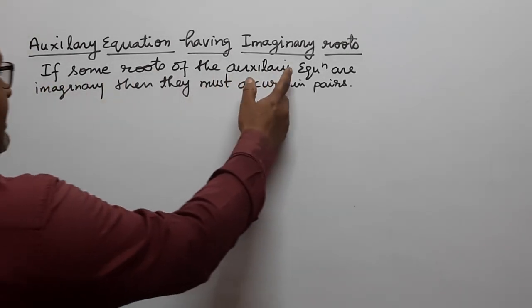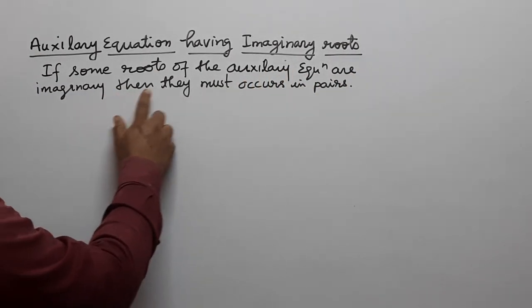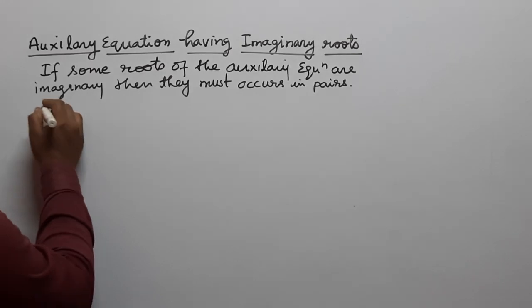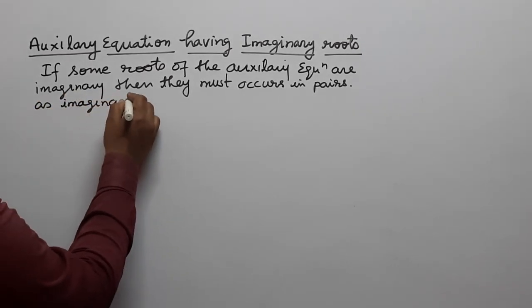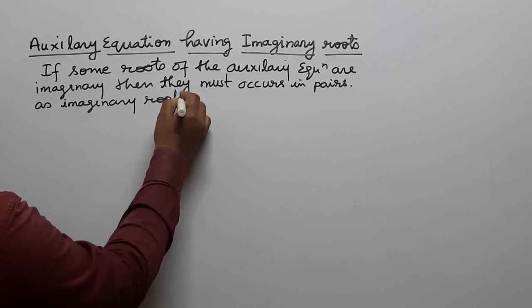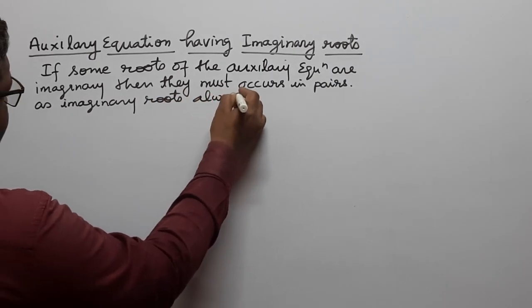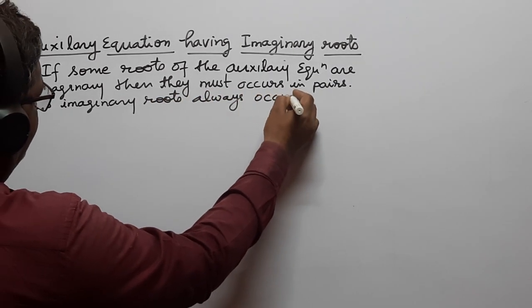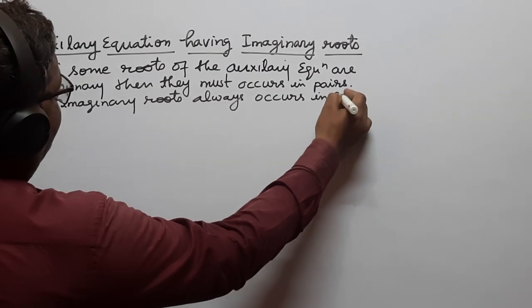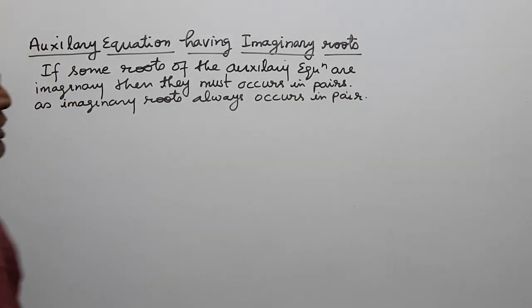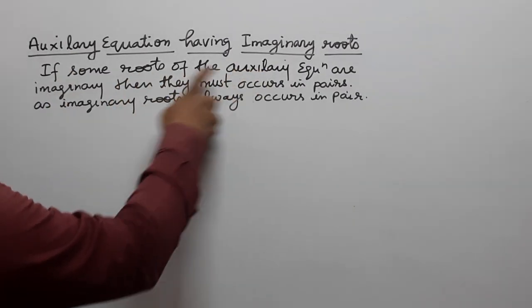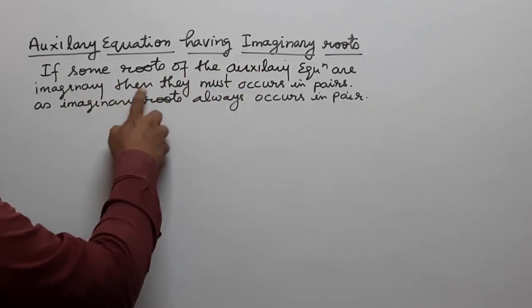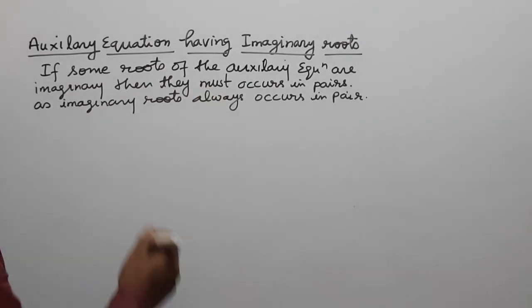If some roots of the auxiliary equation are imaginary, then they must occur in pairs, as imaginary roots always occur in pairs. You know that imaginary roots always occur in pairs. Therefore, if some roots of the auxiliary equation are imaginary, then they must occur in pairs.